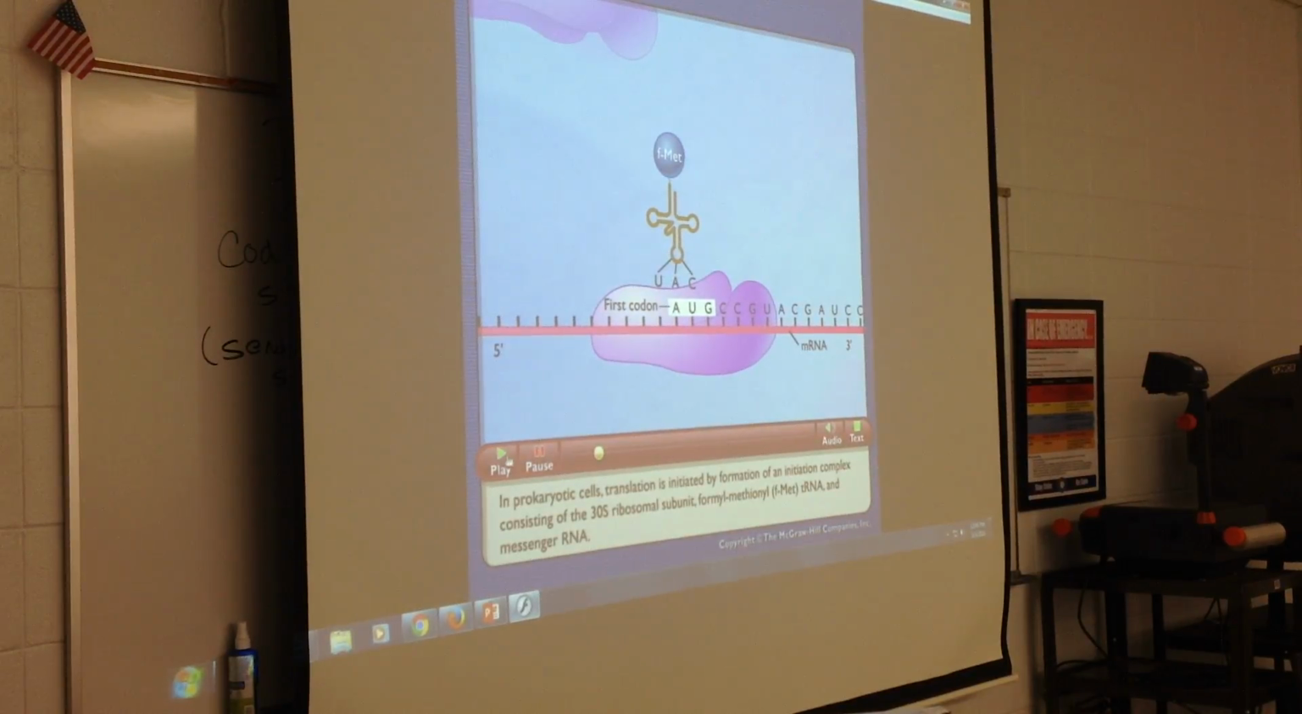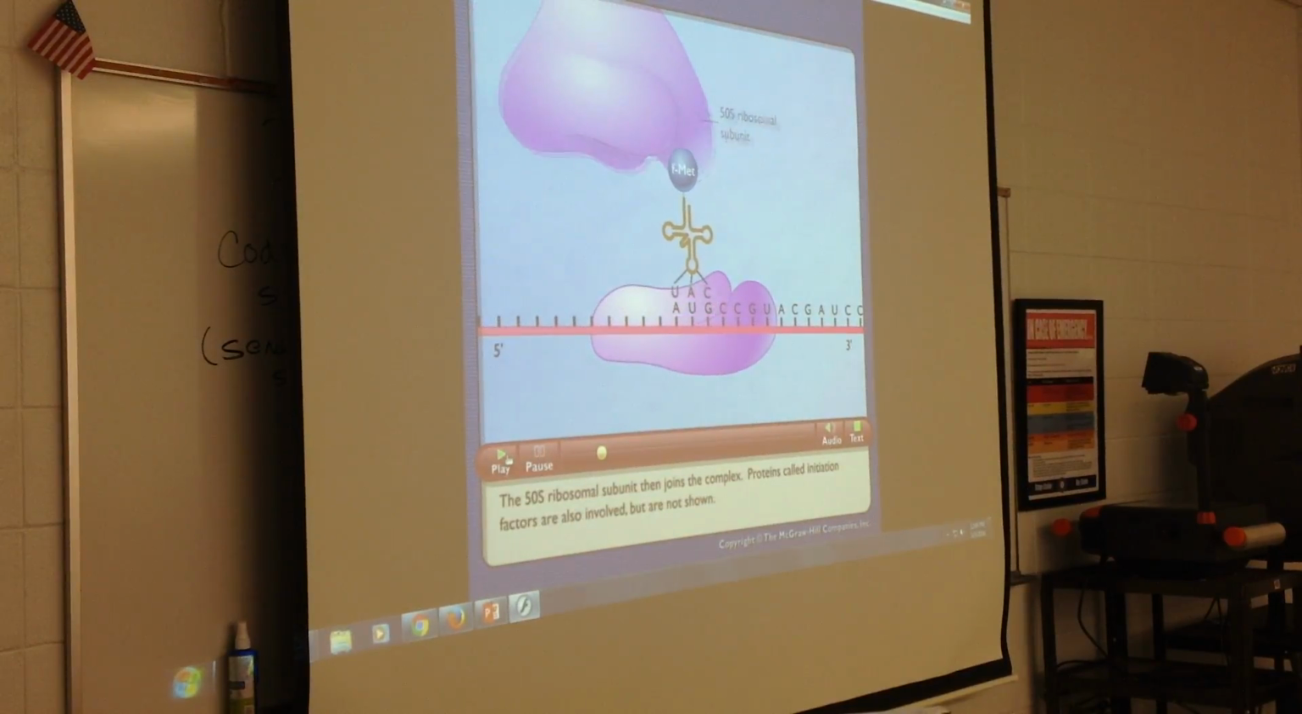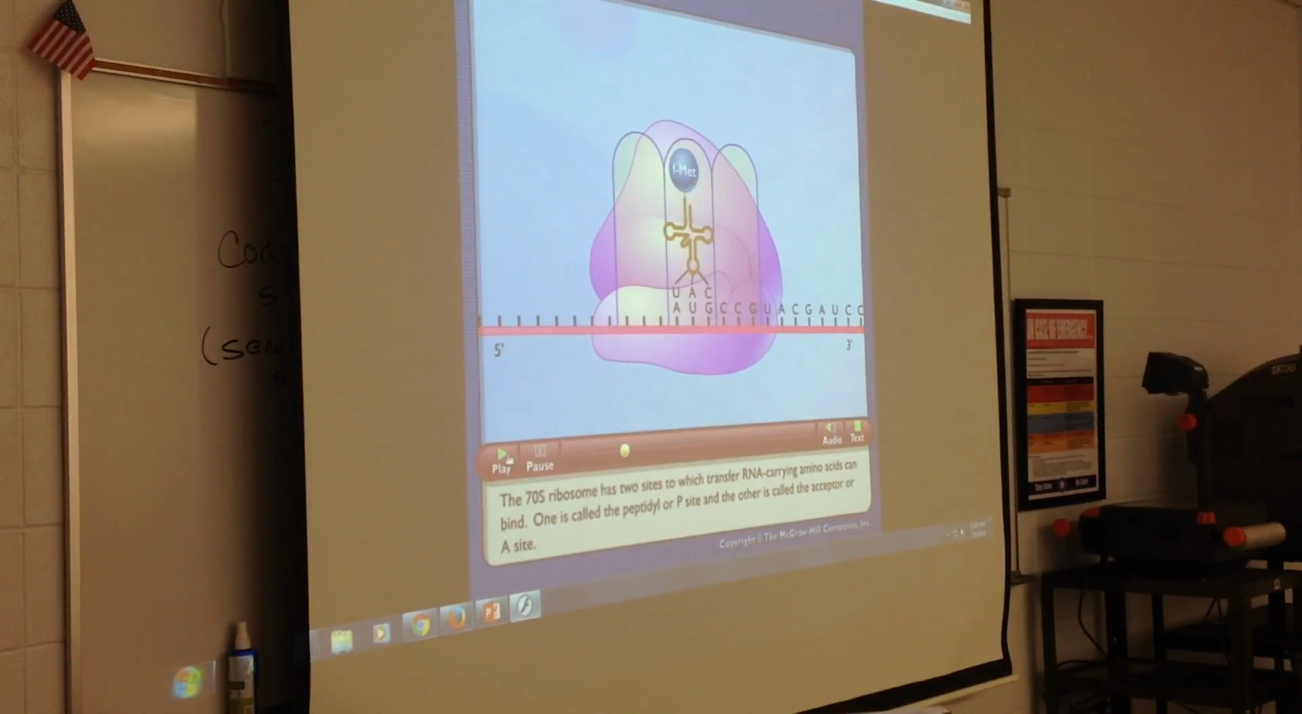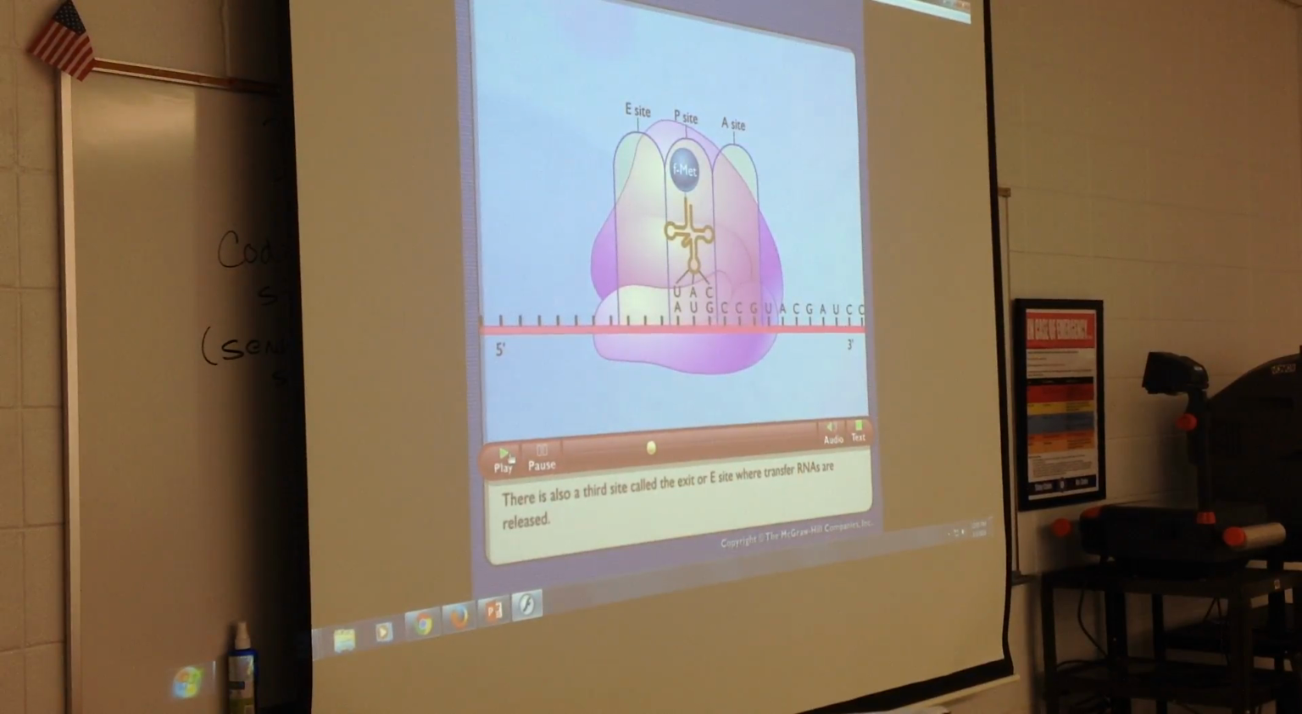The 50S ribosomal subunit then joins the complex. Proteins called initiation factors are also involved, but are not shown. The 70S ribosome has two sites to which transfer RNA-carrying amino acids can bind. One is called the peptidyl, or P site, and the other is called the acceptor, or A site. There is also a third site called the exit, or E site, where transfer RNAs are released.